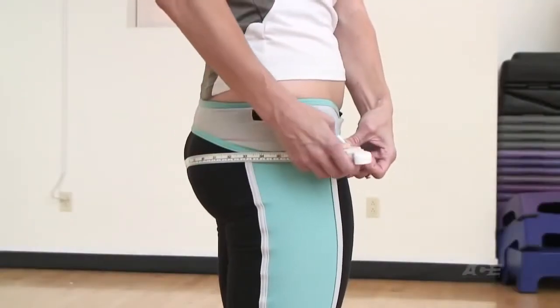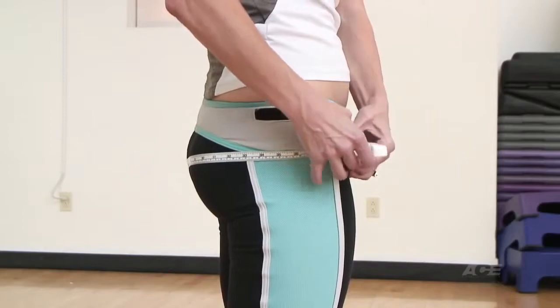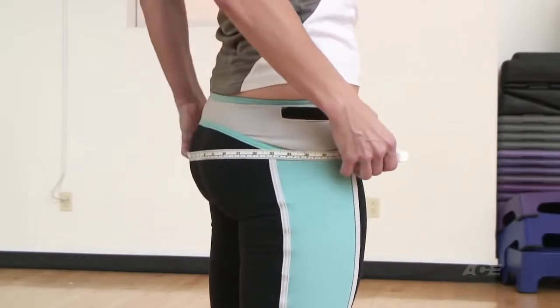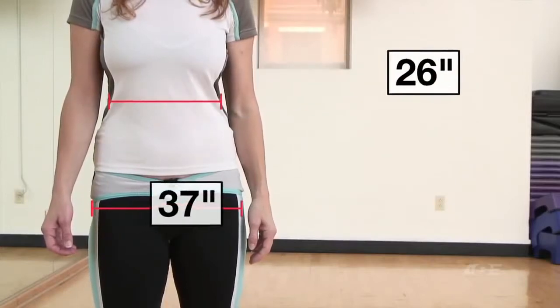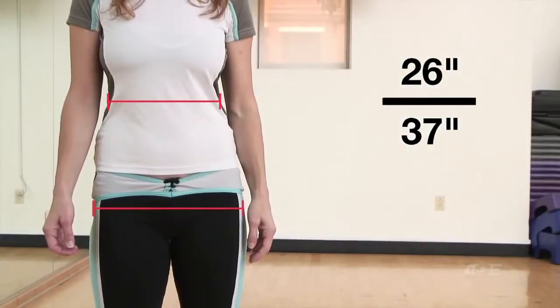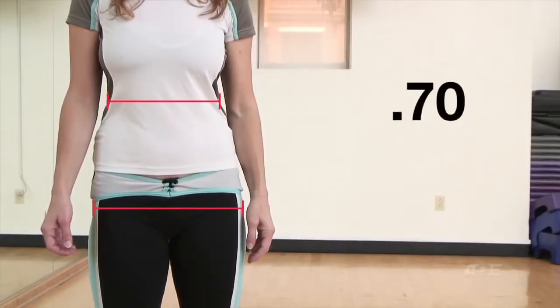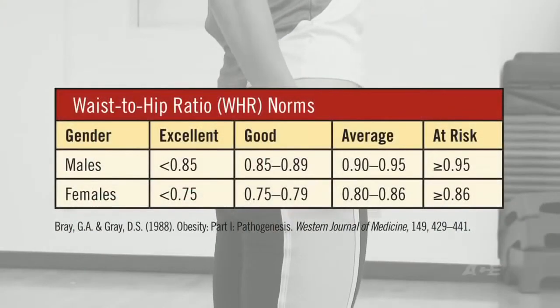Another measurement that can be used, and research has shown to be the superior clinical measurement for predicting cardiovascular disease mortality, is the waist-to-hip ratio. For this assessment, the hip measurement should be taken at the greatest circumference of the buttocks. You'll then find the waist-to-hip ratio by taking the waist measurement you completed earlier and dividing it by the hip measurement. This table shows the waist-to-hip ratio norms.